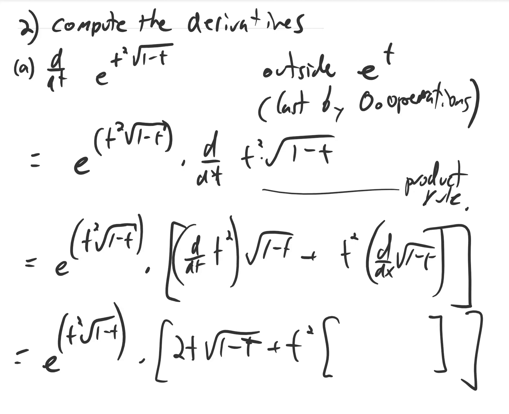All right, so I'll need a little chain rule for this, but it'll be 1 over 2 square root of 1 minus t times the derivative of 1 minus t, but that's negative 1. All right, there's our derivative. Simplify if you like to do so.